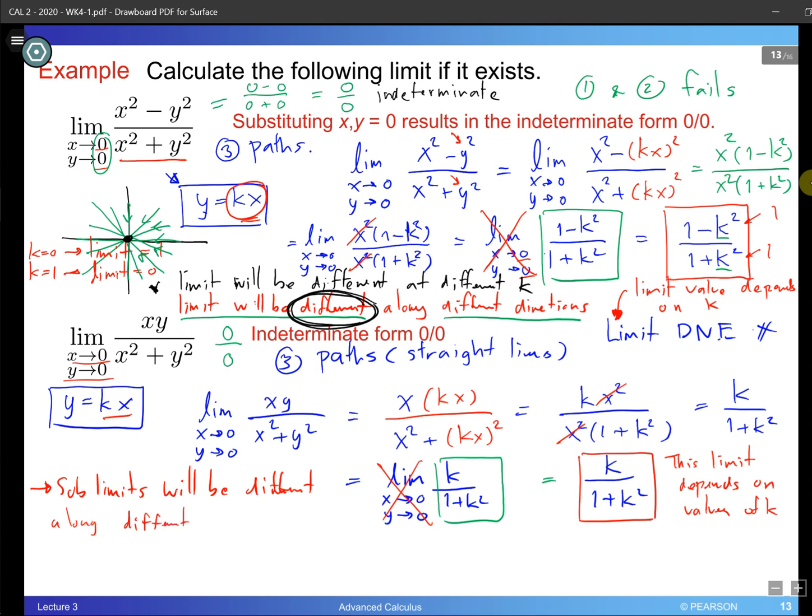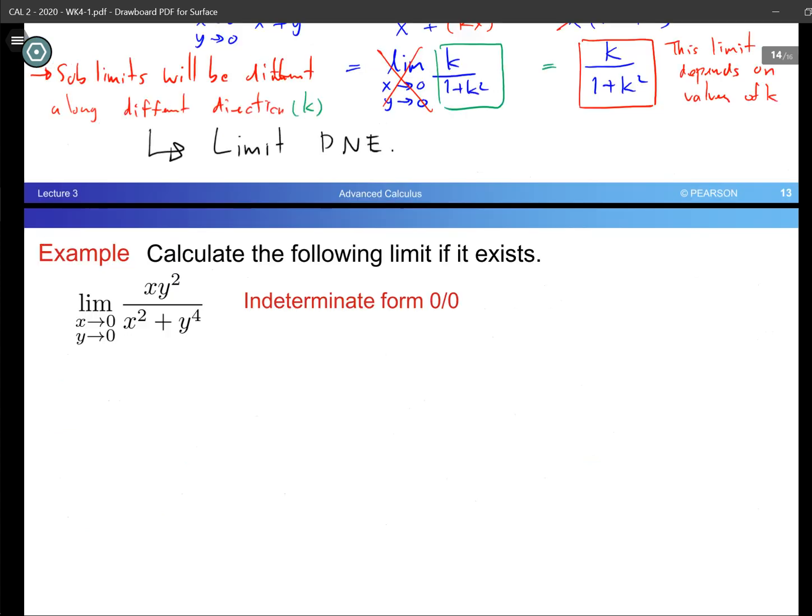Alright, why? Because along different directions they are different cases. So from this we can make a conclusion for this example that the limit does not exist. Once again, the limit exists only when all sublimits are equal, right? The limit does not exist in this example because it changes with the values of k. Now, let's take a look at the next one.